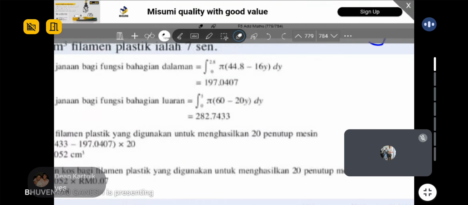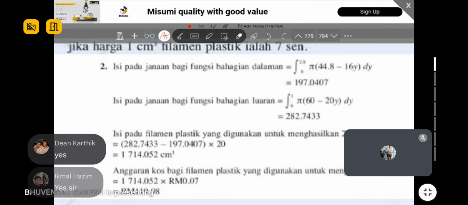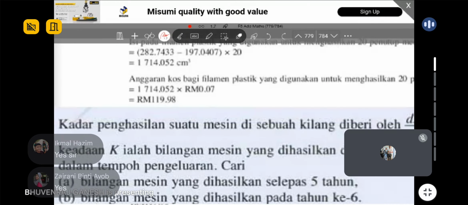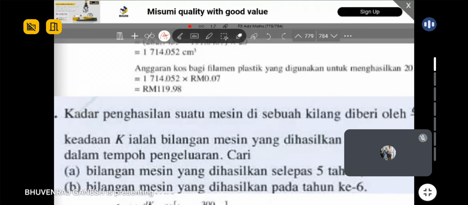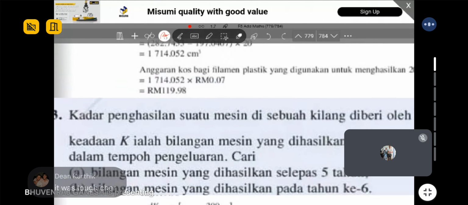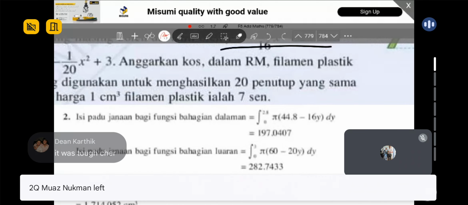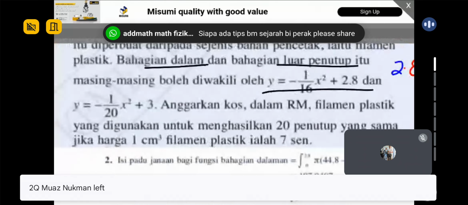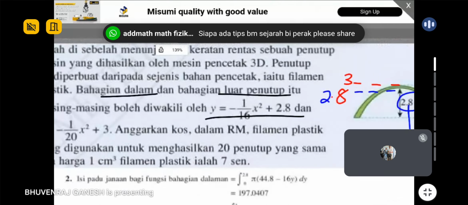Boleh komen sikit tak guys? Sangat senyap. Okay, can ah? Boleh. Sebab saya takut bila sangat senyap kamu semua tak faham. Okay? Siapa rasa soalan ni susah? Cuba angkat tangan. Who feel this question very hard?